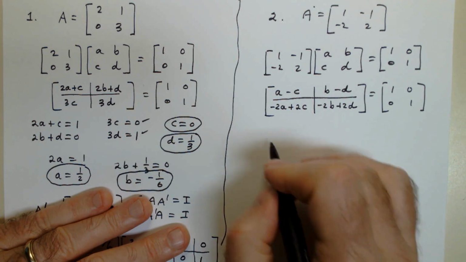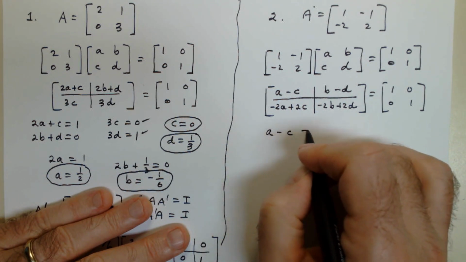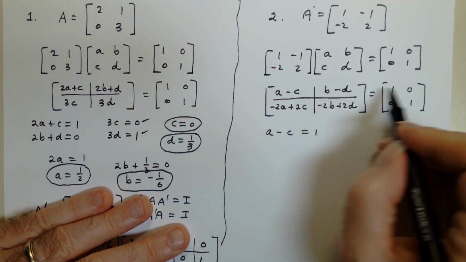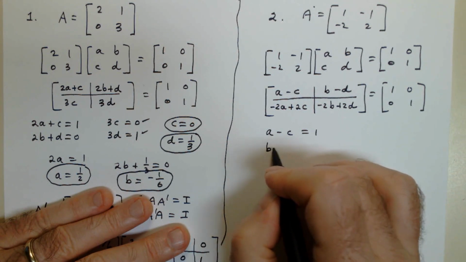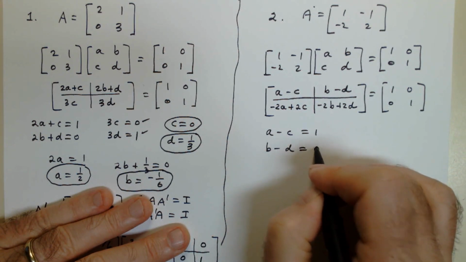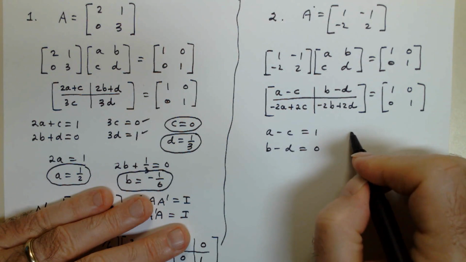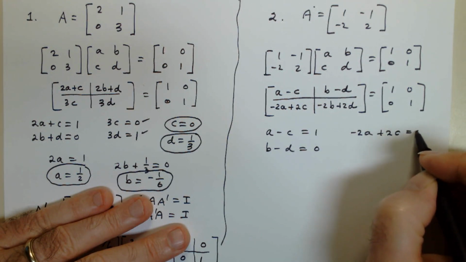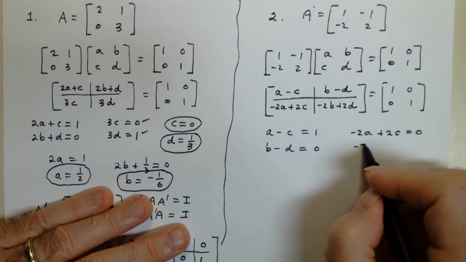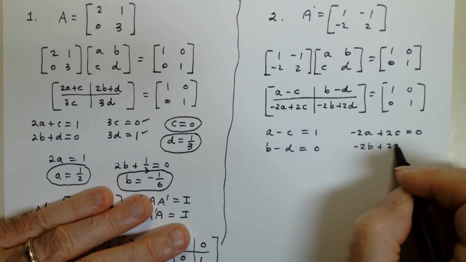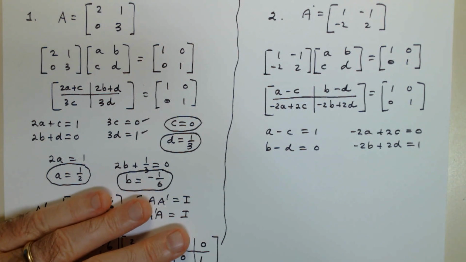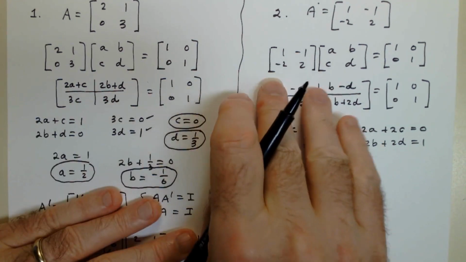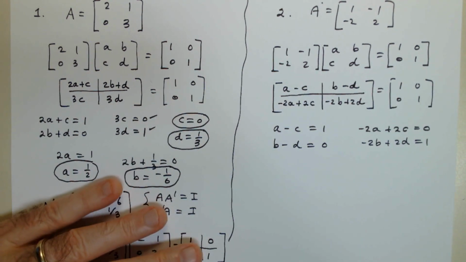A minus C is equal to 1. We're going to get B minus D is equal to 0. We're going to get minus 2A plus 2C equal to 0, and minus 2B plus 2D equals 1. So there's the 4 equations that we get by comparing elements on both sides of the equation.